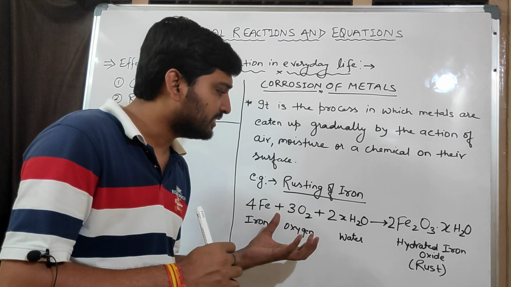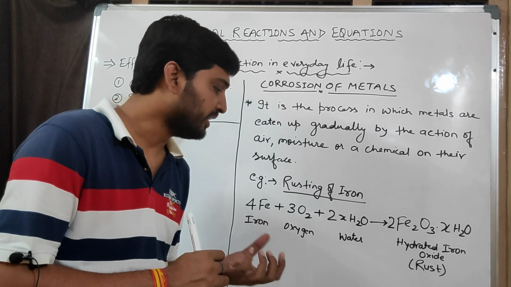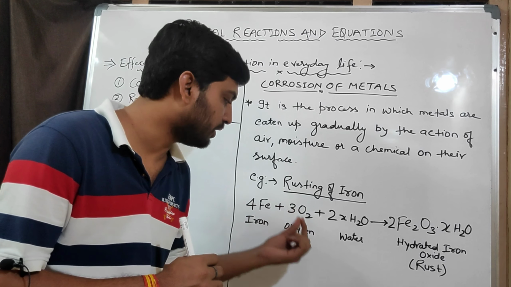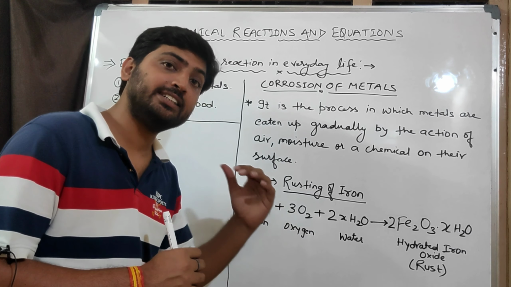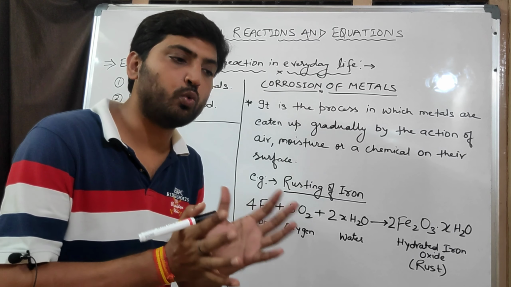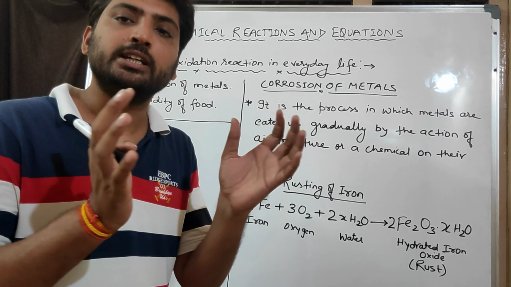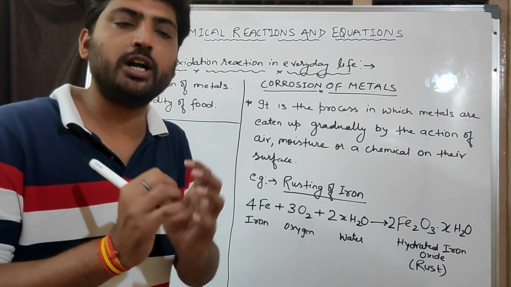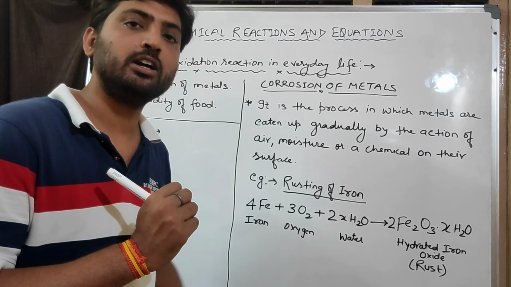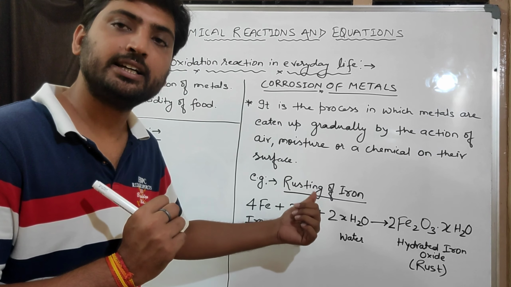So what are the conditions in which iron gets rusted? The first condition is presence of water and oxygen. The second condition may be the presence of moisture, which contains both water and air. What does moisture mean? Moisture means a combination of air and water. So if there is a presence of moisture, iron will get rusted, or if there is presence of oxygen as well as water, iron will get rusted.